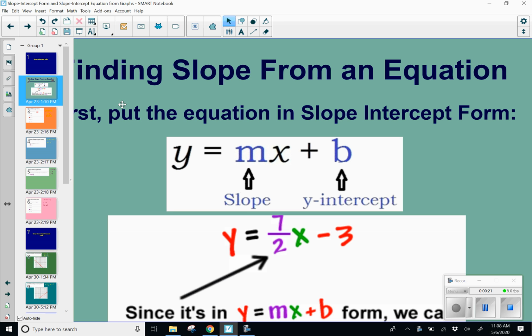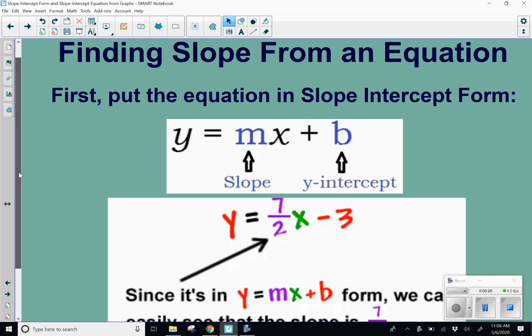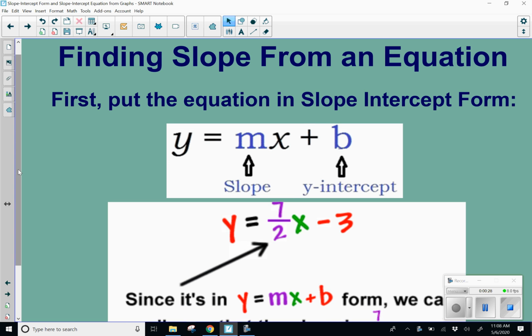So you may recognize this slide. This was in a previous video notes, but basically it's just reviewing the slope-intercept equation, which is y equals mx plus b, where m represents your slope and b represents your y-intercept, or where your line crosses your y-axis.